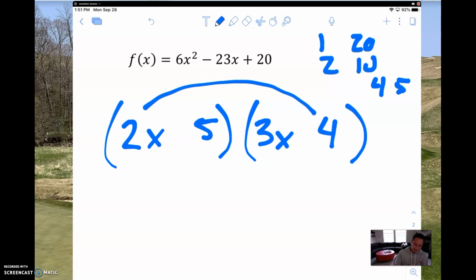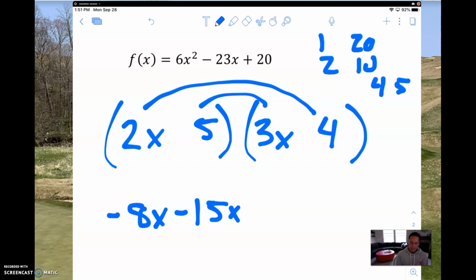Check the outside ones, that's going to be 8x. Check the inside ones, that's going to be 15x. Hooray! 8 and 15, that can make a 23. So in order to make this a negative 23, both of them have to be negative. So if you take negative 8x minus a 15x, it would make a negative 23x. So since both have to be negative, we'll put a negative here and a negative here.